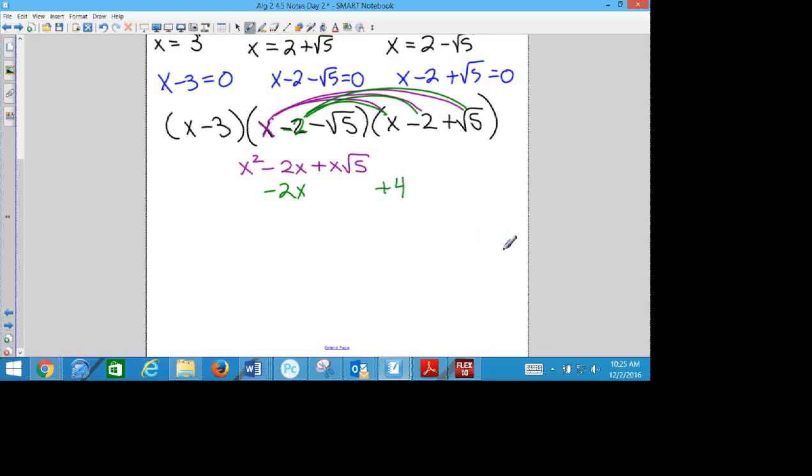There wasn't one, so I'm putting it out by itself. Then I do a minus 2 times a plus radical 5, which becomes a minus 2 radical 5. And that doesn't have a like term either, so I put it all the way out there by itself.